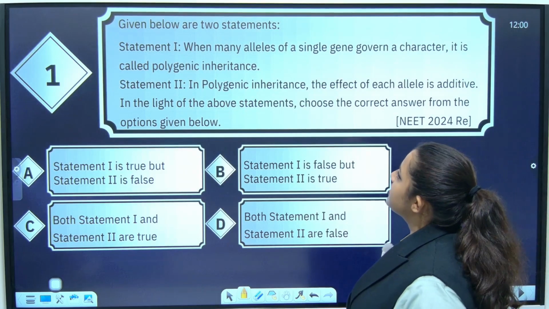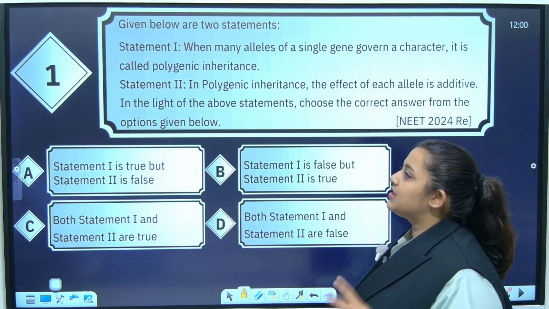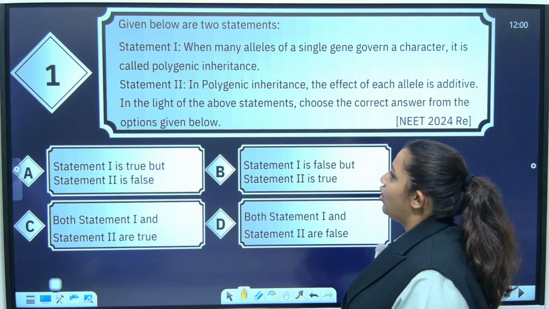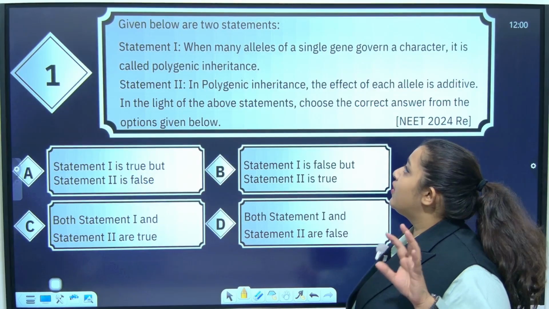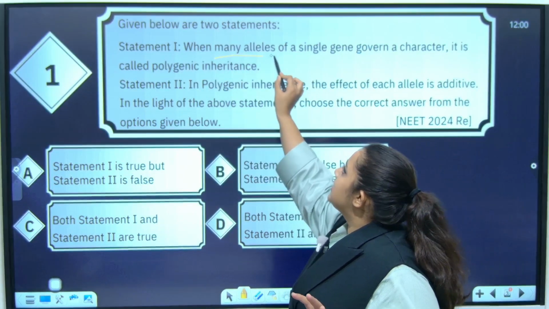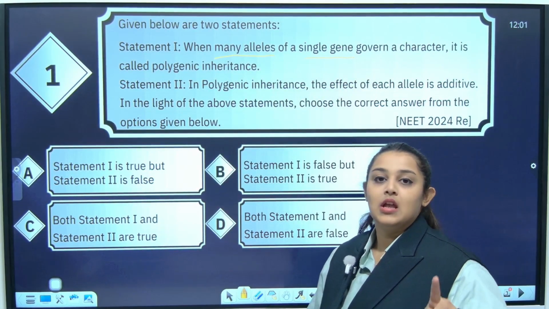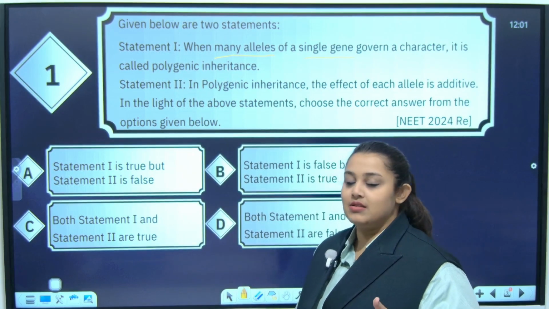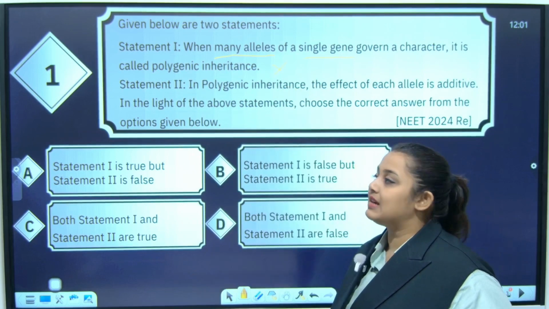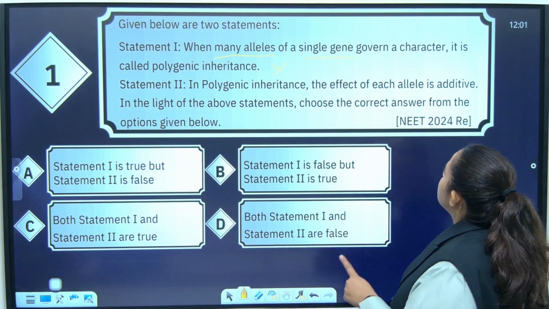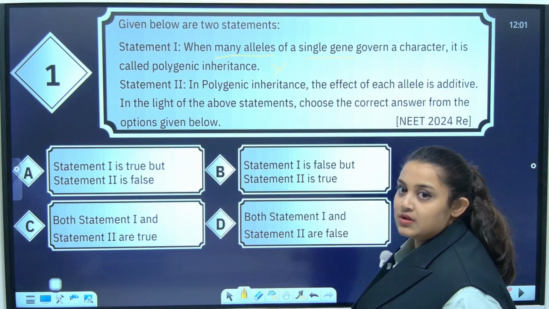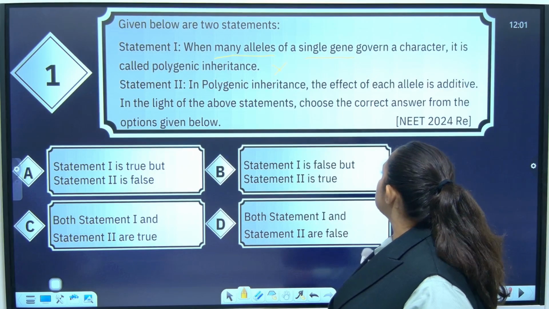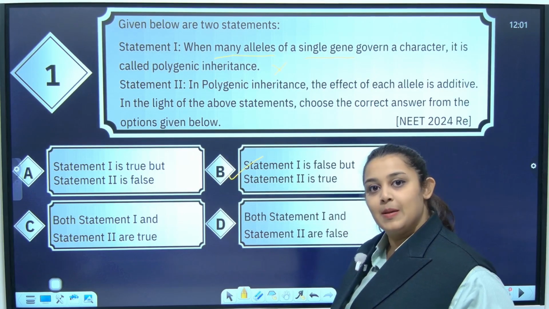First question: two statements have been given. When many alleles of a single gene govern a character, it is called polygenic inheritance. Firstly, there are many alleles but the gene is single. When the gene is single, you cannot say it is polygenic inheritance, right? So this statement is incorrect. In polygenic inheritance, the effect of each allele is additive. That is correct. So statement 2 is correct and statement 1 is false. So the option is B.